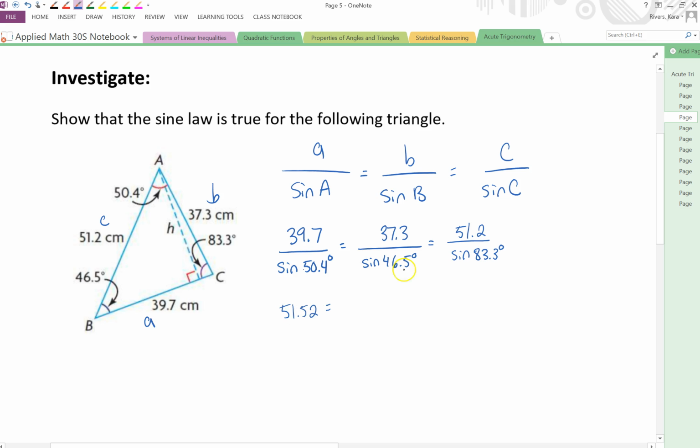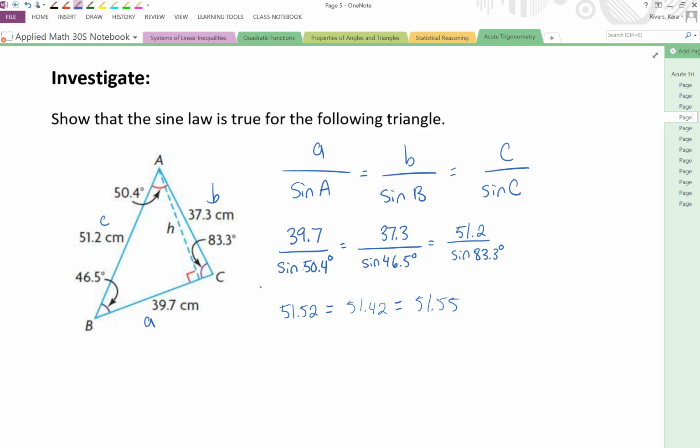Alright, so go ahead and do that for the other two ratios. Now I'm putting an equal sign here, but it's really a question mark. Is it equal to the other one? So go ahead and try those out as well. When I did this, I got 51.52, 51.42, and 51.55. In general, those are very close to each other. Ideally, those would all be identical in order for that to really hold true. But you can see how the sine law works.